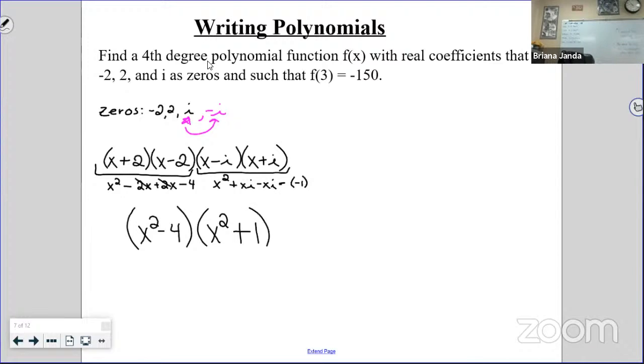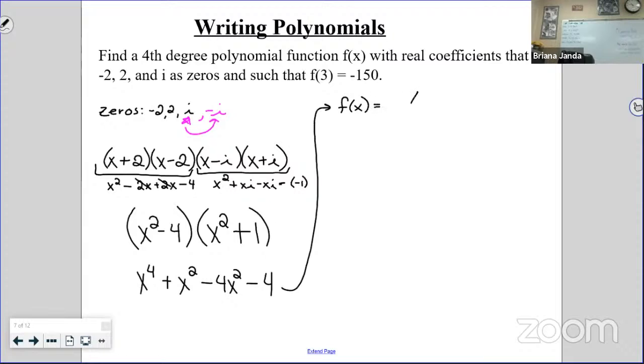We do have one more step here, and that is to continue to FOIL one more time, which would give me an x to the 4th. Let's see, plus x squared minus 4x squared minus 4. Or cleaning that up, we get an x to the 4th minus 3x squared minus 4.